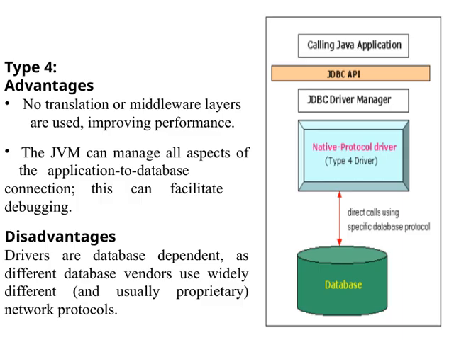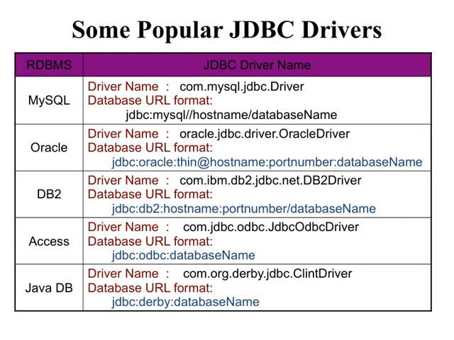This is an important consideration as we look at choosing the right driver for our applications, especially if we need to support multiple databases. Let's take a look at some popular JDBC drivers that are commonly used to connect Java applications with different types of databases. As you can see in the table, each RDBMS has its own specific driver name and URL format. For example, with MySQL, we use the driver named com.mysql.jdbc.Driver, and the database URL typically follows the format jdbc:mysql://hostname/databasename.